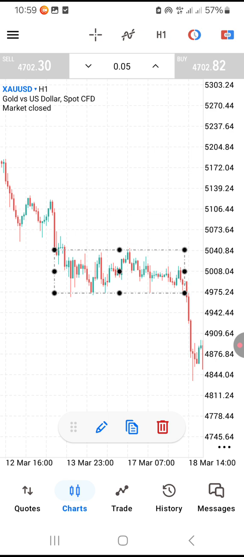Three, ranging market. These are the only three things that happen in the market, like I've told everyone. Ranging market, in brackets you put sideways market. Close the bracket.